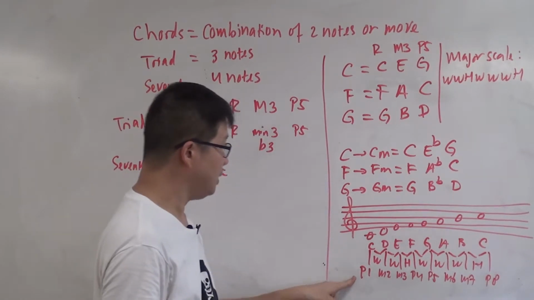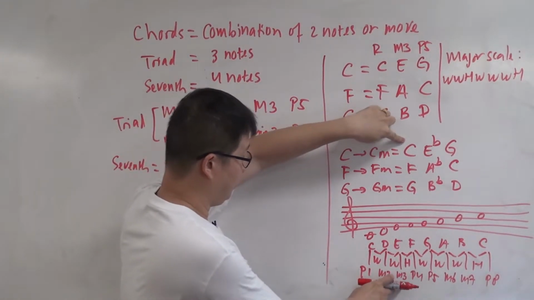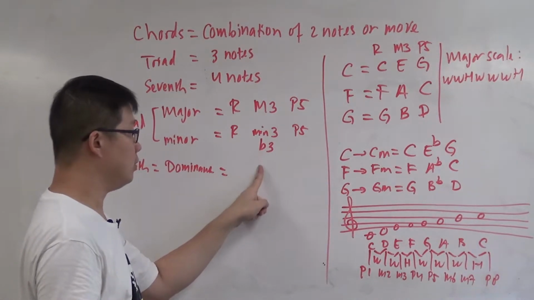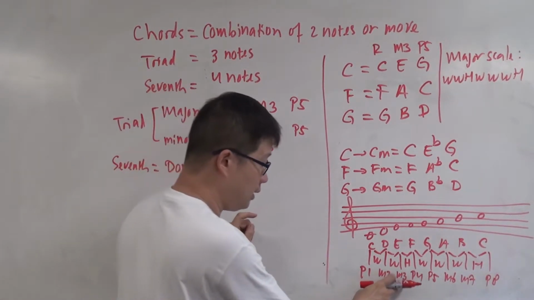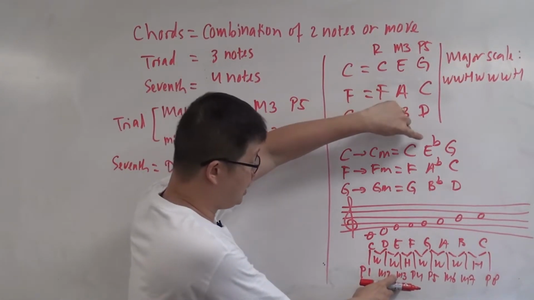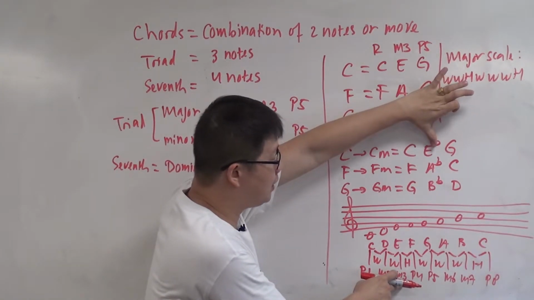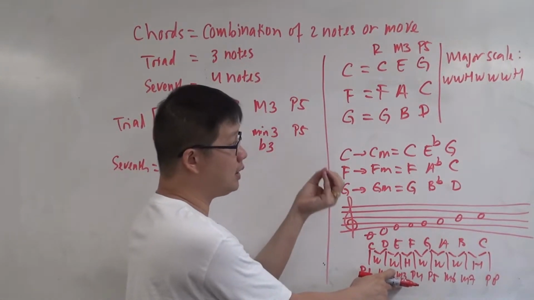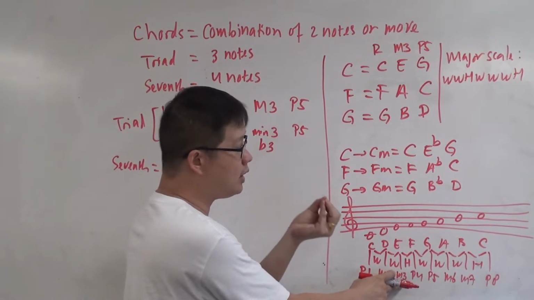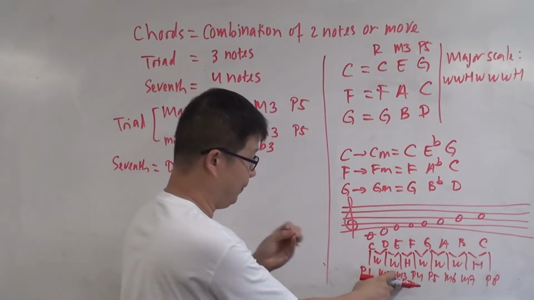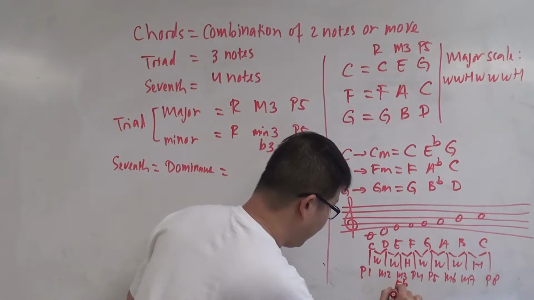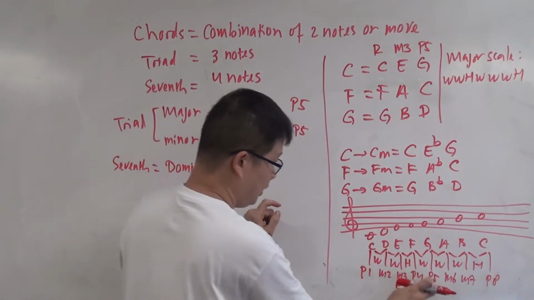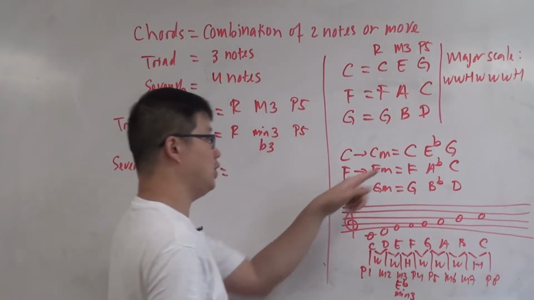So the root is C, correct? Now M3, which is major third, the note is E. However, the formula says the second note you must use the flat 3. E is the third. The flat 3 should be E flat, correct? Without the flat, this is major third. With the flat, major becomes minor, correct? The formula says if any major interval decreases by a semitone, it becomes minor. So this one should be E flat, so it becomes minor third. And then finally, the perfect fifth is G.